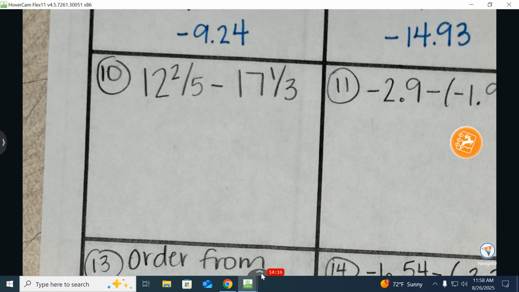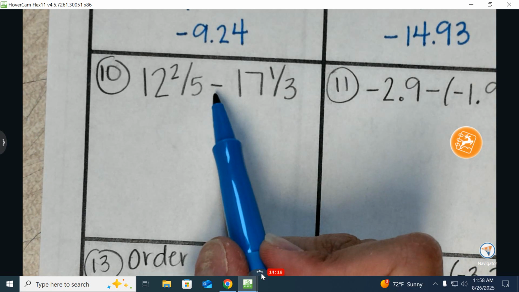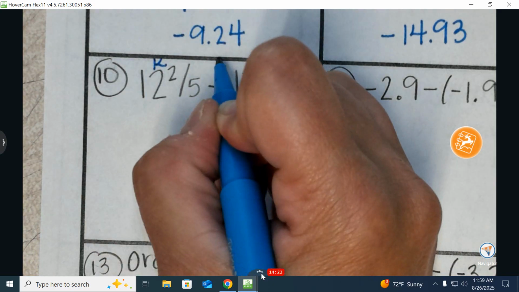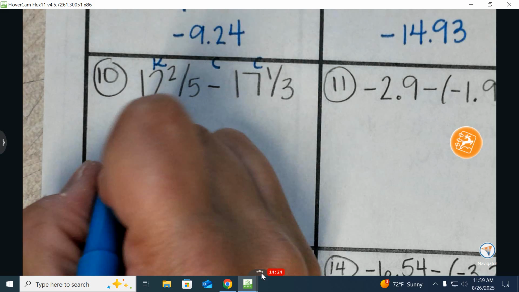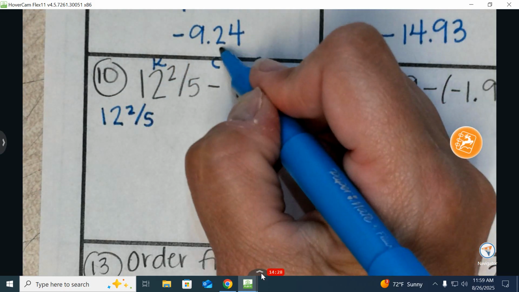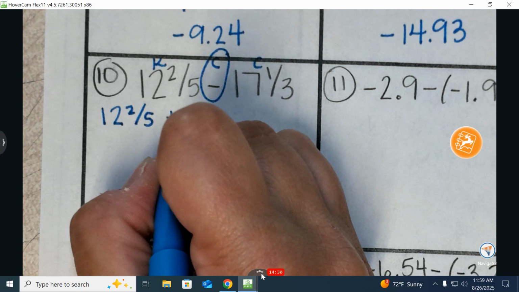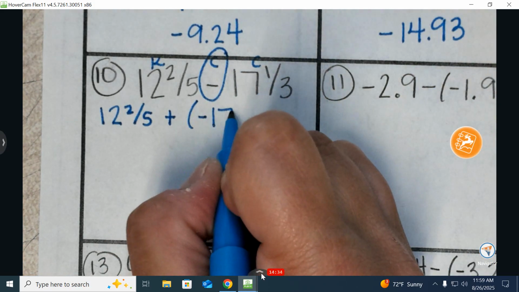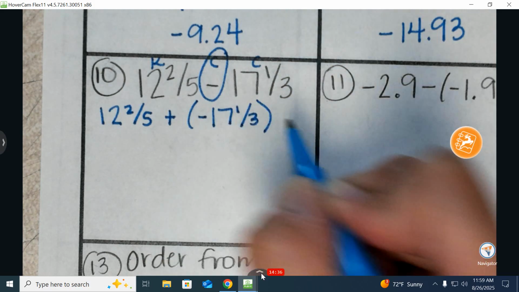Okay, looking at number 10, we are subtracting, but it is not a normal subtraction problem, so we need to do keep, change, change. So we're going to keep 12 and 2/5. We're going to change subtraction to addition. We're going to change positive 17 and 1/3 to negative 17 and 1/3.